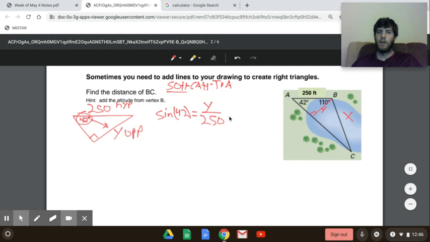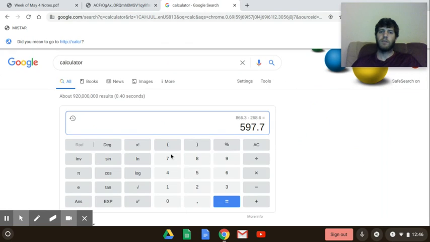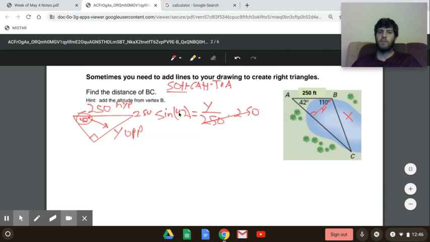Okay, multiply 250 on both sides. So 250 times sine 42. Make sure you're in degrees. Okay, we hit enter and it's going to be 167.3. And that's going to be feet, approximately Y. Okay, but we're not looking for Y, we're looking for BC. So we need to do a little bit more.